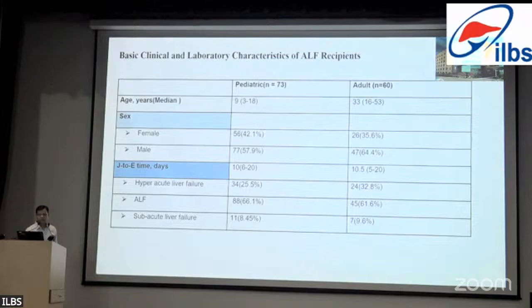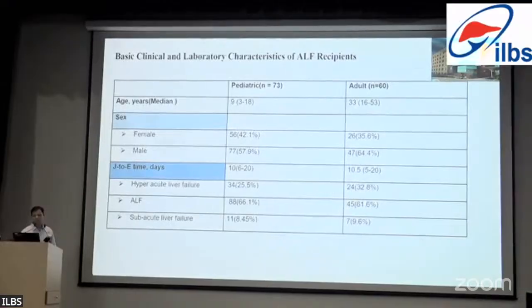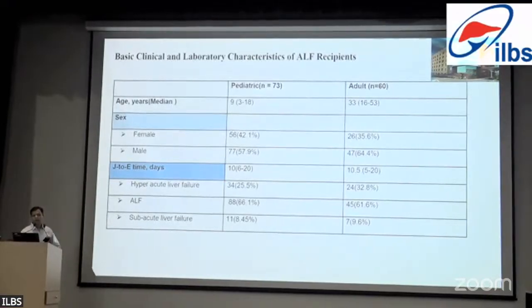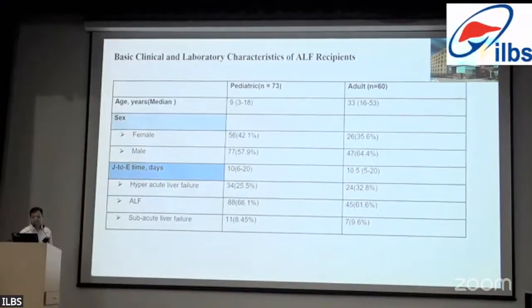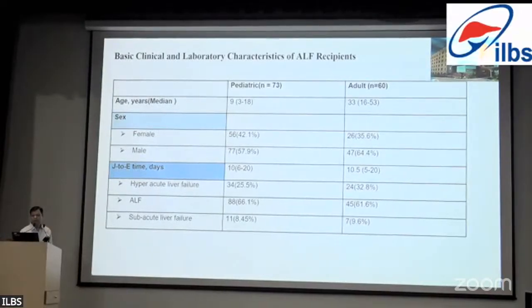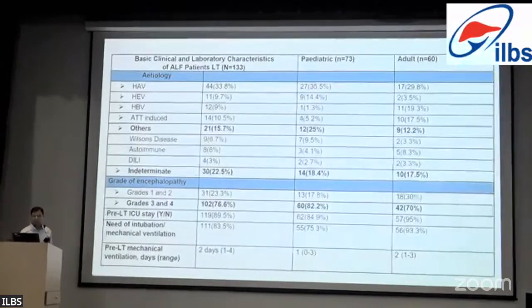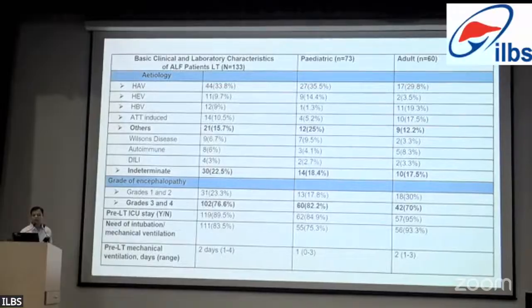According to the jaundice to encephalopathy time, the categorization of acute liver failure is hyperacute liver failure, acute liver failure, and subacute liver failure. Most commonly, they presented with acute liver failure, and almost 1/3 of the patients had hyperacute liver failure, and approximately 10% of the patients had subacute liver failure, which is also very common in our setting, particularly drug-induced liver disease or autoimmune and indeterminate variety. They will present like subacute liver failure.